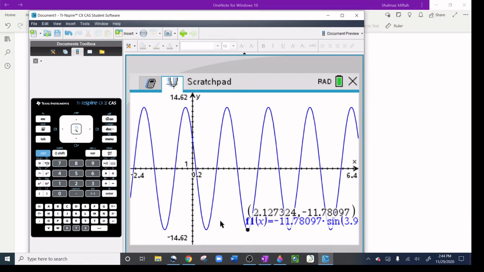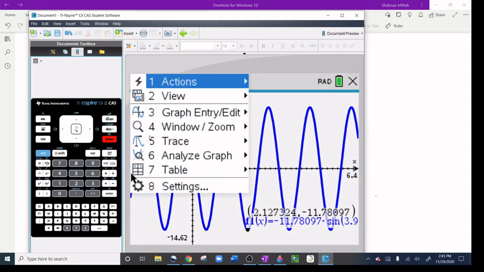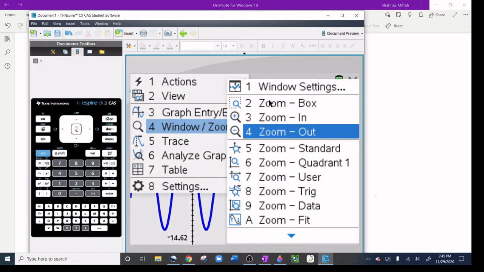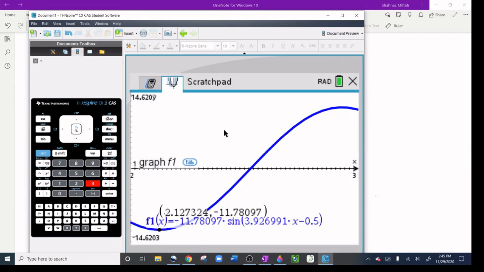Oh, they said between 2 and 3. I'm sorry, I didn't pay attention here. That's 2 and 3. So I have to make it between 2 and 3. So let's change the window one more time and make it between 2 and 3. So that's a 2. Make this 3 and enter. So now find minimum, which is right here, 2.127.